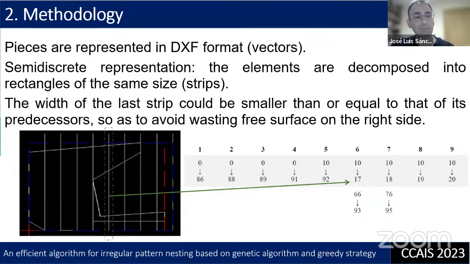In our work, pieces are represented in DXF format as vectors. We use a semi-discrete representation so that the elements are decomposed into rectangles of the same size, which we call strips. The width of the last strip could be smaller than or equal to that of its predecessors. In this example, we can see that this strip in green is represented by 1017 as the first segment and 6693 as the second segment.